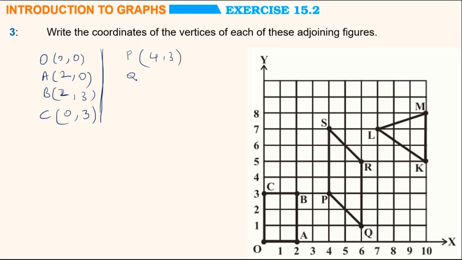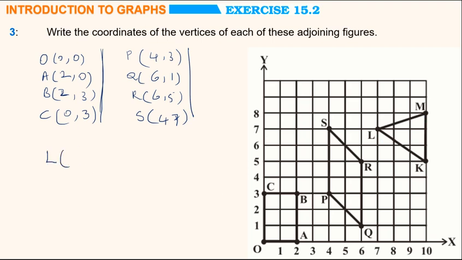Next Q, 6, 1. Next R, here 6 comma 5. Next S is 4 comma 7. So it's a parallelogram first of all. Next we'll go for LKM, triangle.